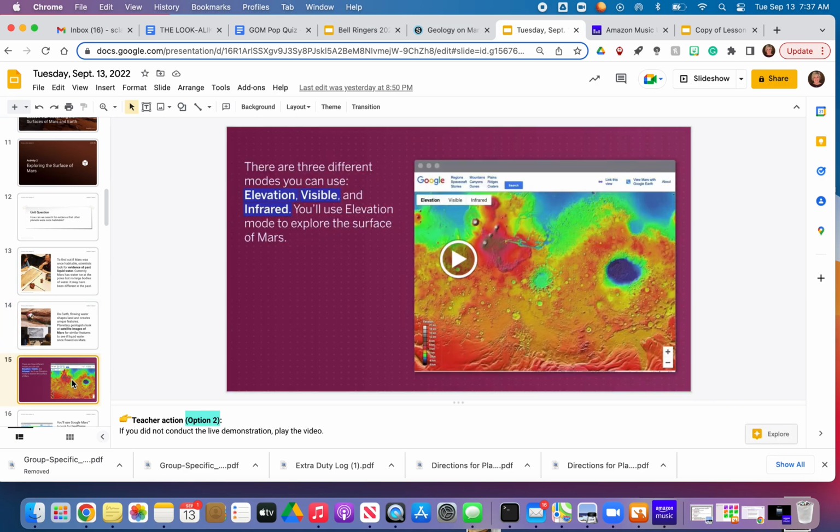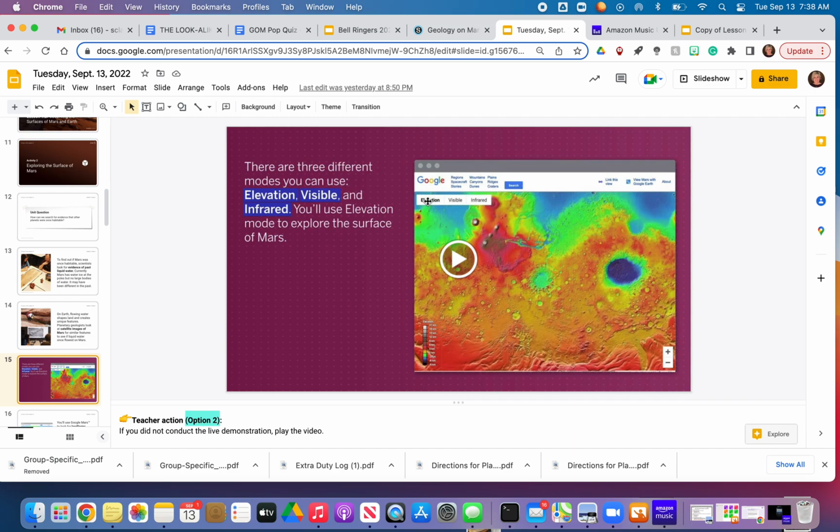The one thing I'd like you to do today is go to Google Mars. So just go to Google, type in Google Mars, and you're going to get this image, okay? And I just want you to mess around with it. There are 3 different modes that you can use, and those modes are right here. There's elevation, visible, and infrared. I'd like you to use the elevation mode to explore the surface.